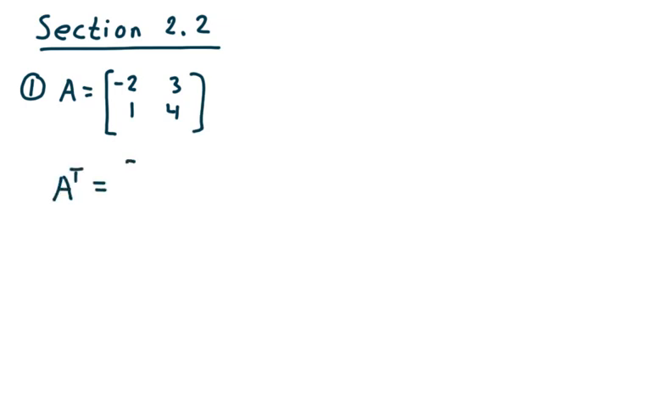This is a video from section 2.2 in a linear algebra class. Let's take a look at problem 1. Suppose A is the matrix -2, 3, 1, 4. A transpose is the matrix -2, 1, 3, 4.